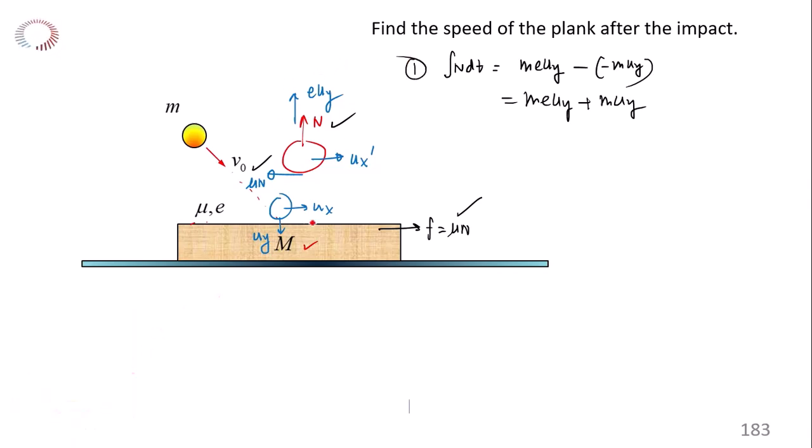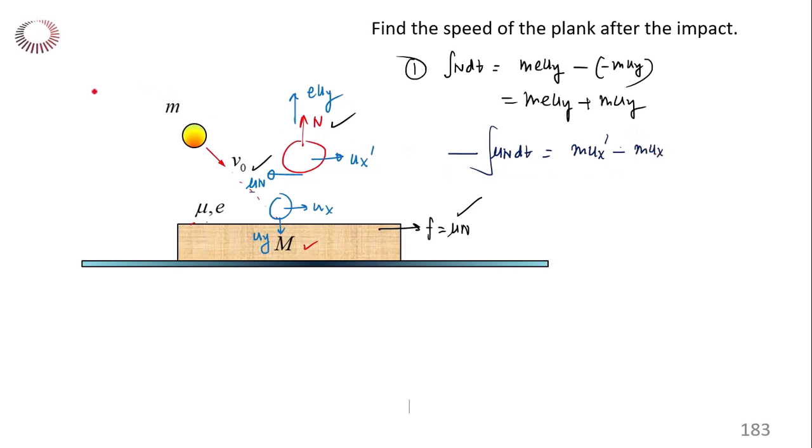Similarly, for the ball along the x direction, what is that? That should be equal to friction, which is mu N. So minus mu N dt, along the x direction I am applying the equation, mu N dt should be equal to m into ux prime minus m into ux, because ux is in the same direction.